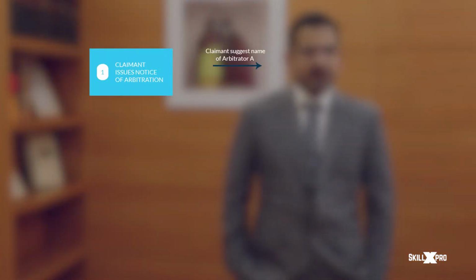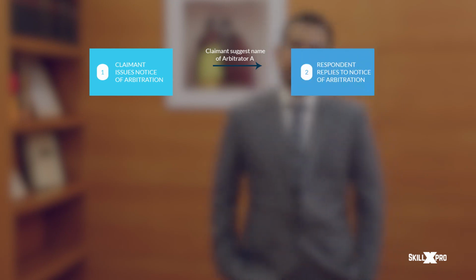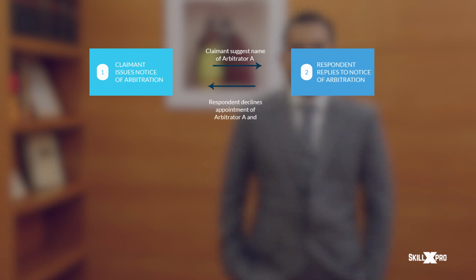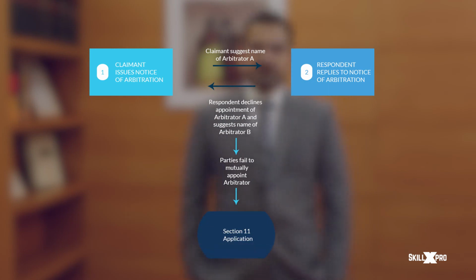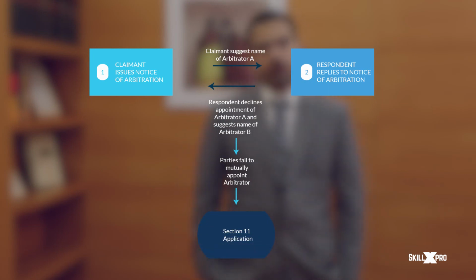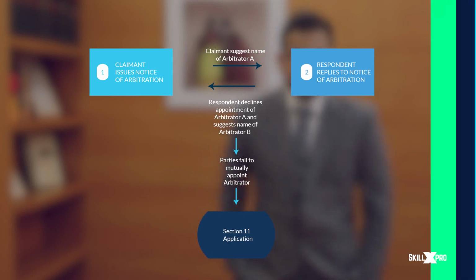The other scenario in which a Section 11 application comes into play is a case of a sole arbitrator who is supposed to be appointed by mutual consent of both parties. They have to agree upon one single name. So while acting for a claimant, you issue a notice, naming Mr. X as your proposed nominee sole arbitrator. The other side refuses, you come back with another name, and within a reasonable time frame, if the parties fail to agree on one given name, that's when a Section 11 application is moved before a High Court or a Supreme Court, as the case may be.